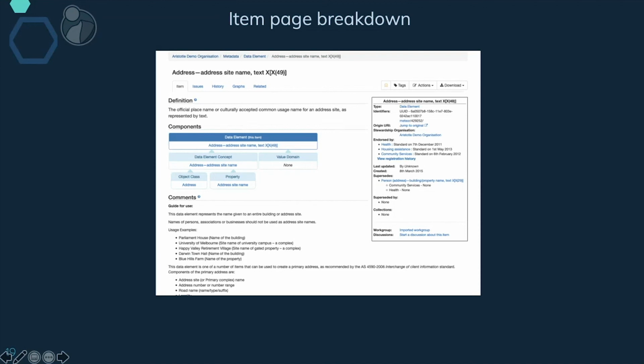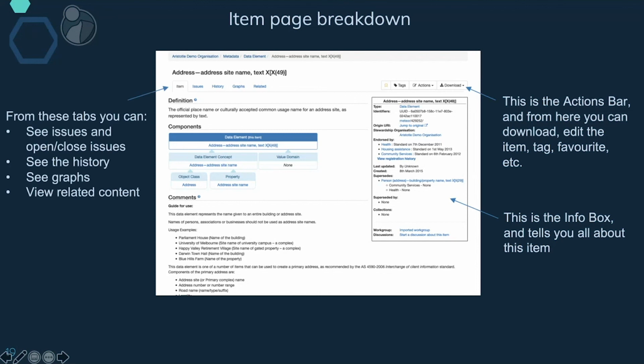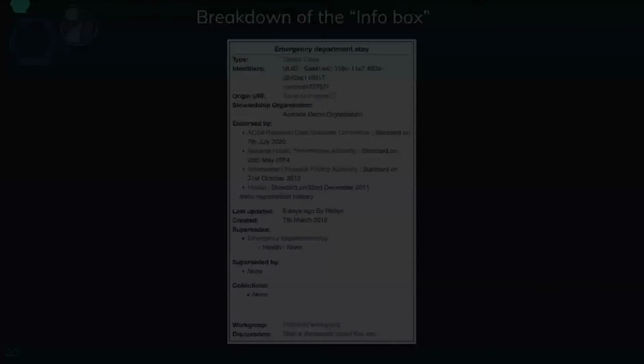So this is an item page. The item pages look pretty similar no matter what item you look at. So it'll have the same basic areas. We have the info box on the right-hand side. This will tell you everything you basically need to know about the item. We have what we dub the actions bar. And we have these tabs as well. The tabs are just the item, the issues for the item, the history, so what's changed for the item, graphs for the item, and then related content that's linked to the item.